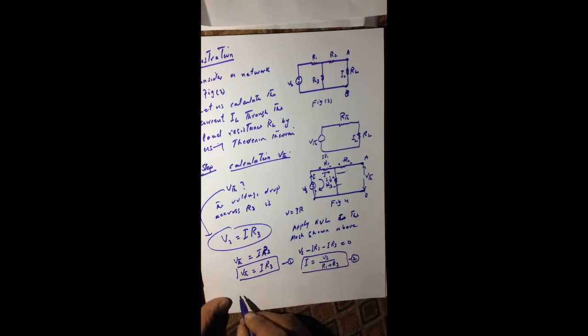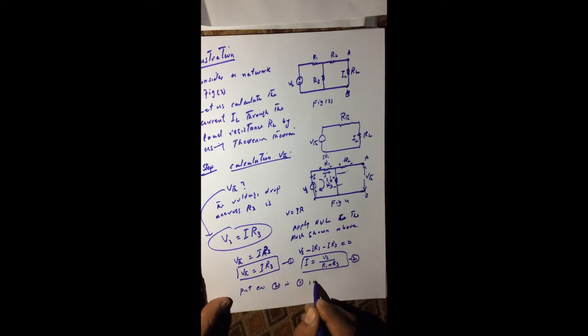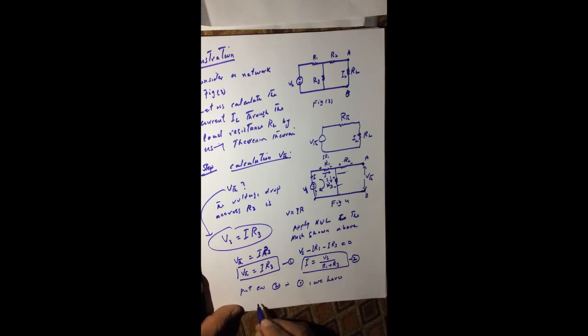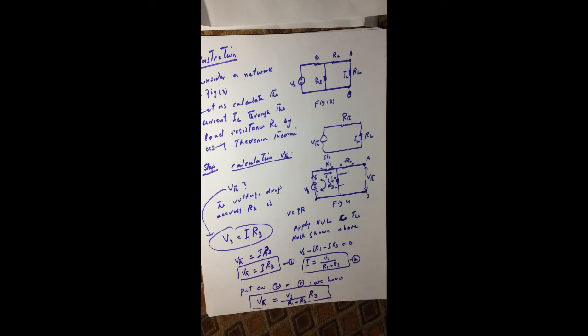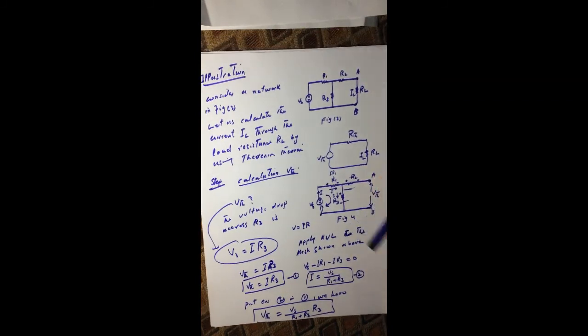Now put equation 2 in 1. We have the Thevenin voltage equal to Vs over R1 plus R3, times R3. This is the Thevenin voltage. So the process is very simple. First we have to calculate the Thevenin voltage. For the Thevenin voltage we will use the open circuit, like we have to remove this load resistance. So here we remove the load resistance. This is now open circuit.